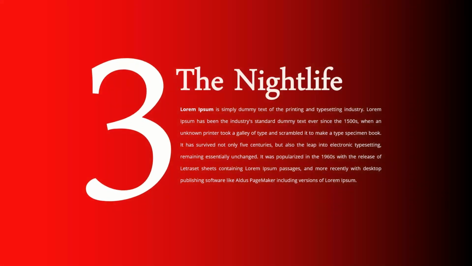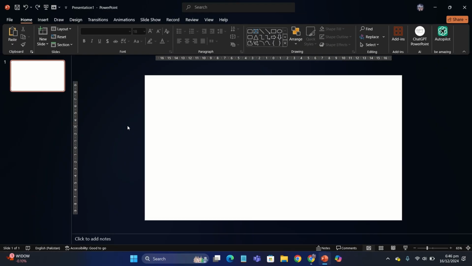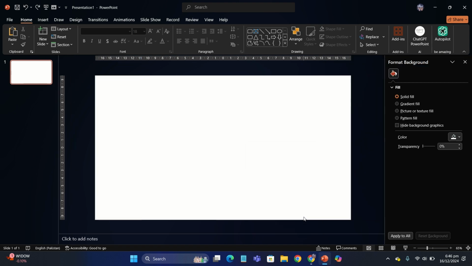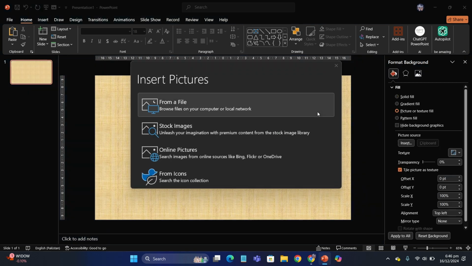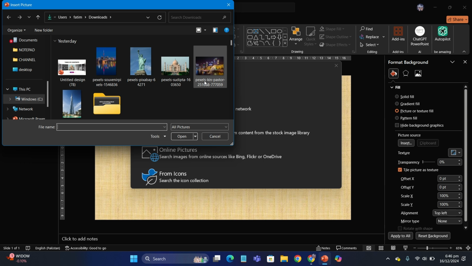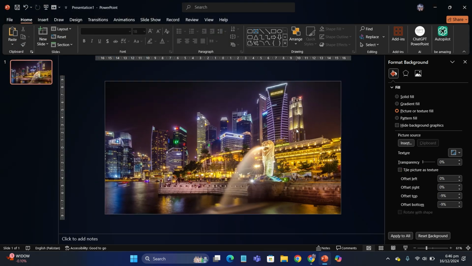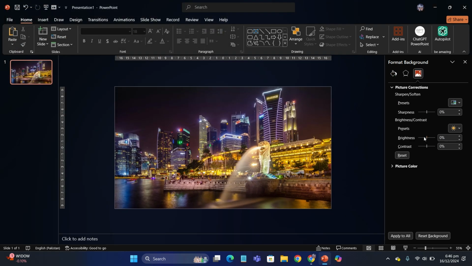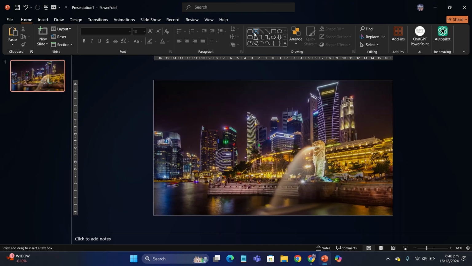So let's start. The first thing you have to do is open up a blank slide, go to format background and click on picture texture fill. And next you have to insert an image. Here you go. Now go to picture corrections and decrease its brightness and close the format background.